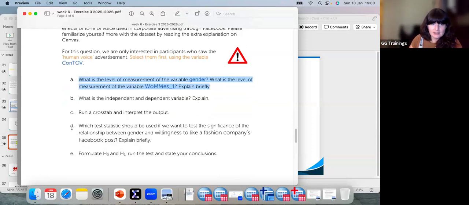And if you look at D, which test statistic should be used if we want to test the significance of the relationship? Relationship between two categorical variables speaks to a chi-square test for independence. Okay, and that's my last word on the matter.